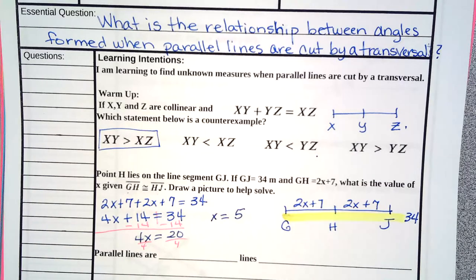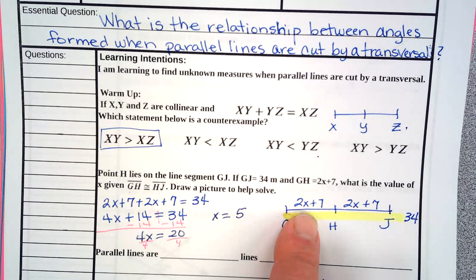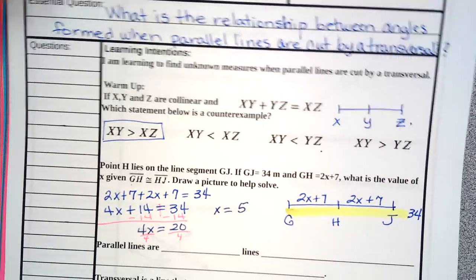So we have found x. We can find the missing pieces. They'll both be 17, because 2 times 5 is 10, plus 7 is 17. And we're done.